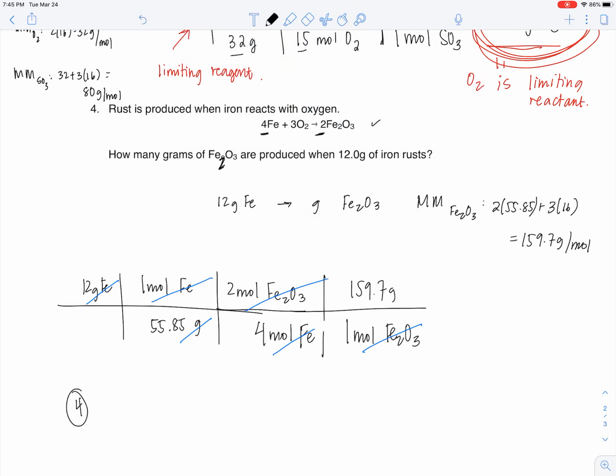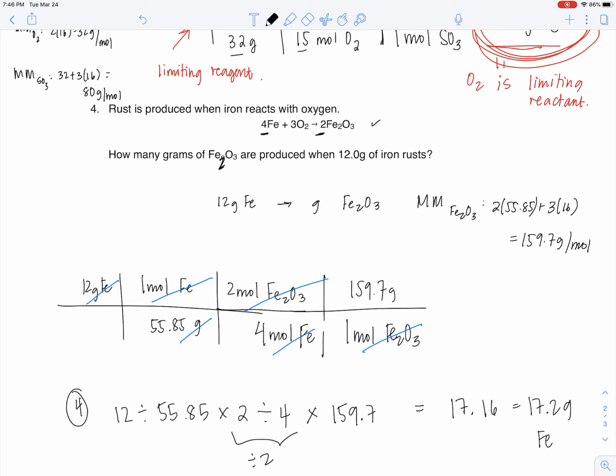So now step 4, I'm going to plug and chug: 12 divided by 55.85 times 2 divided by 4. Obviously this is the same thing as dividing by 2, but I'm putting it all in there so you see my math trail, and then 159.7. If I plug all of that in, I get 17.16, or 17.2 grams of Fe2O3.